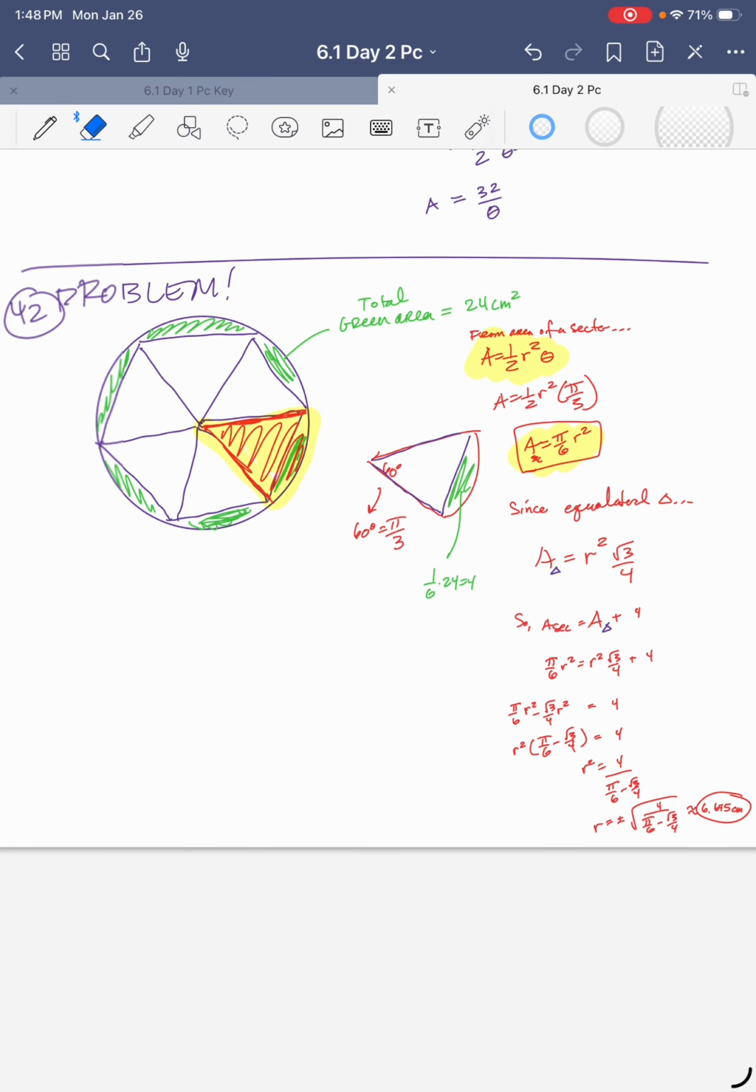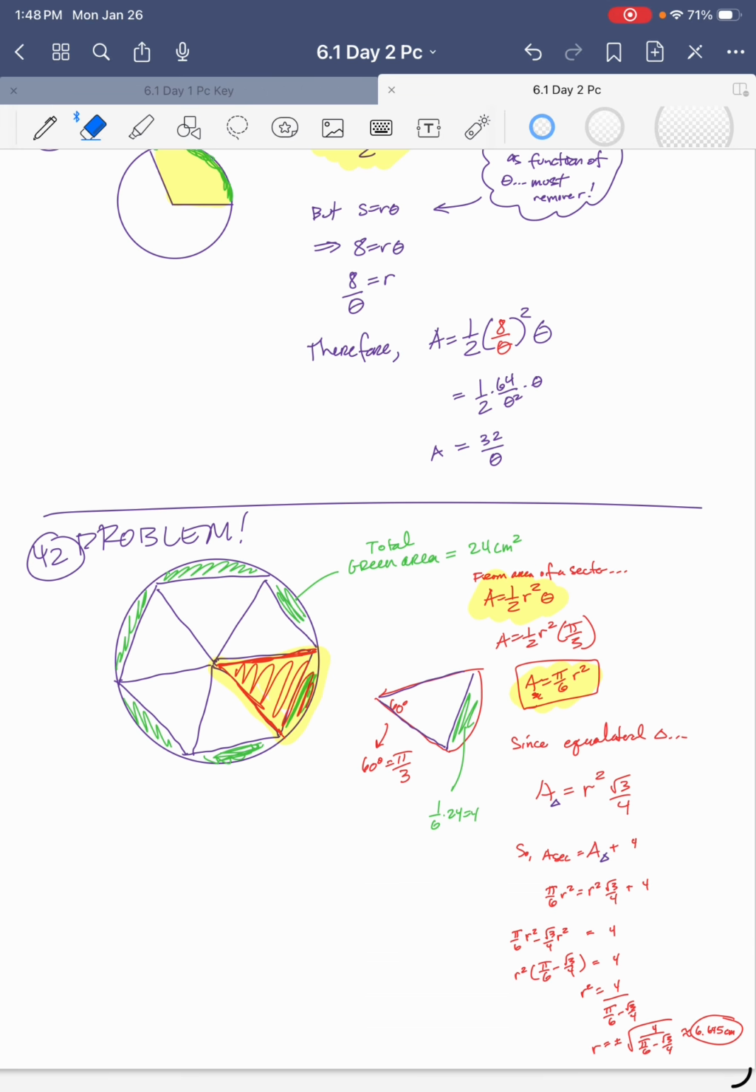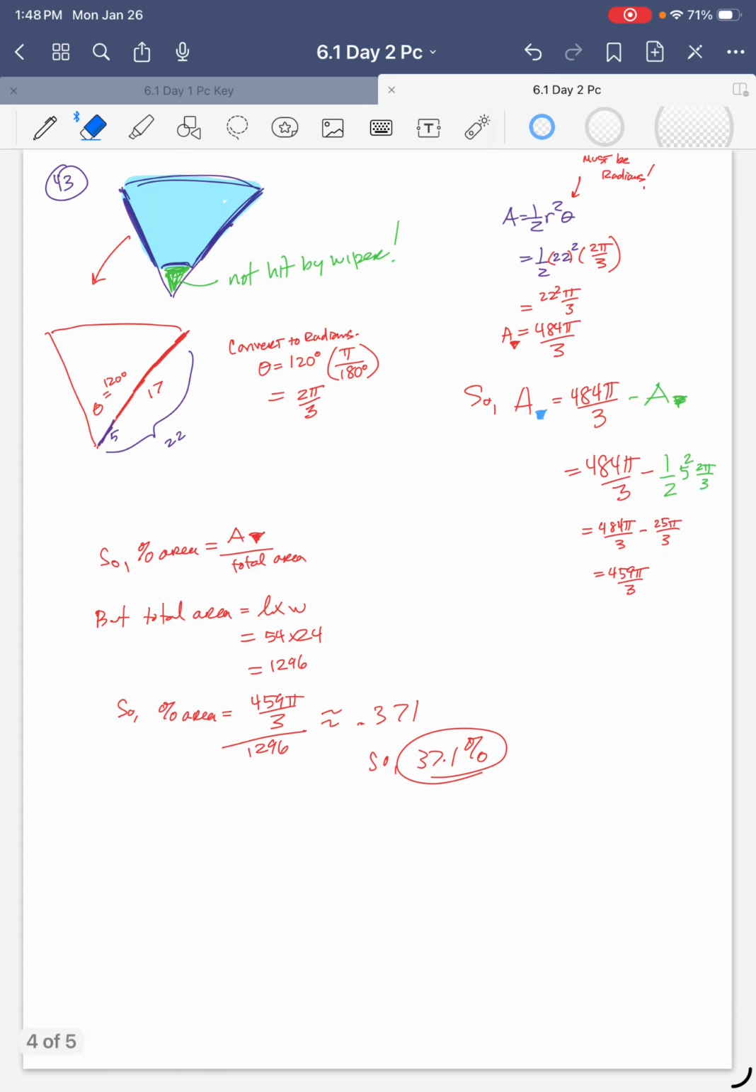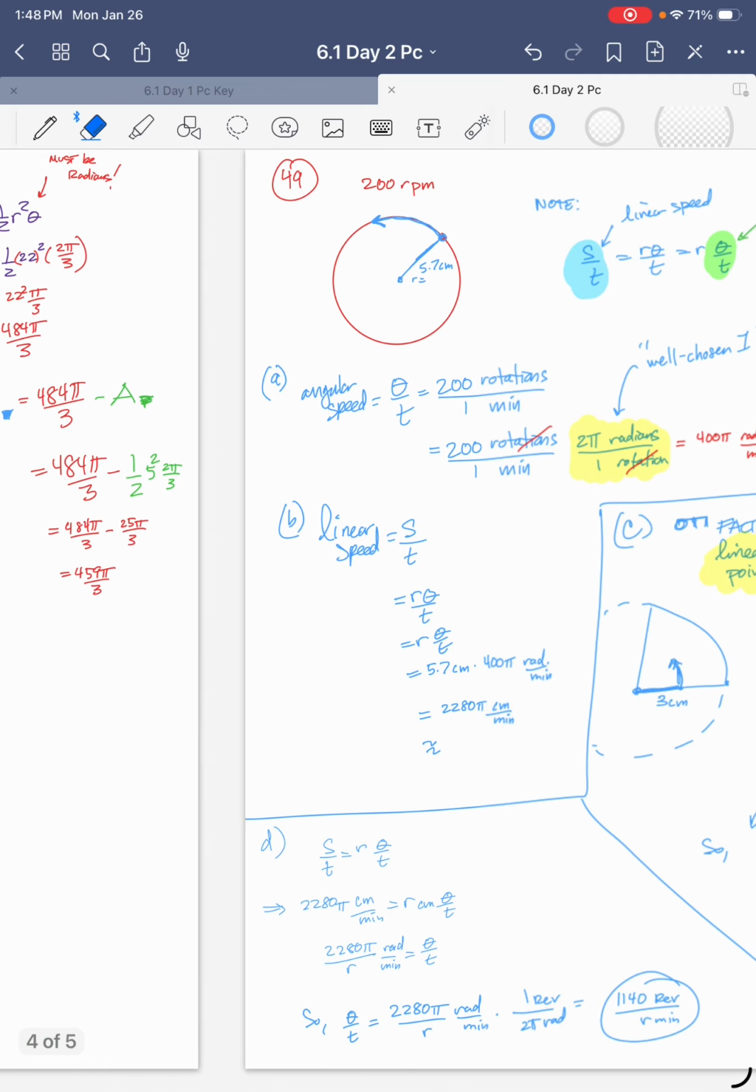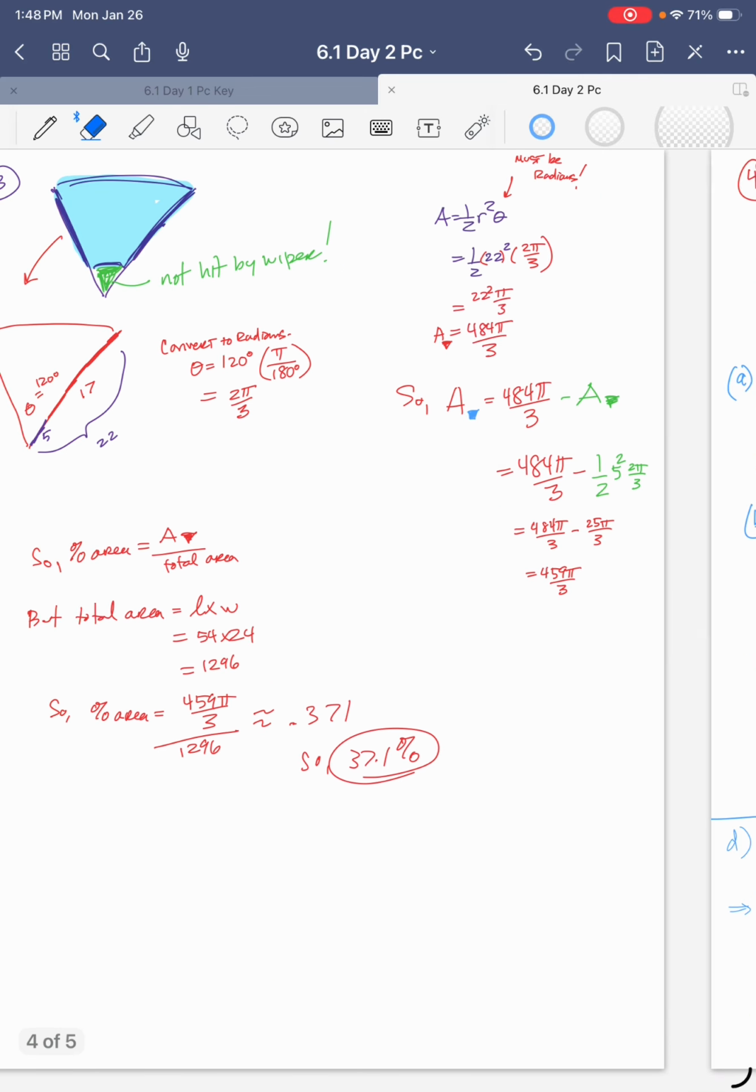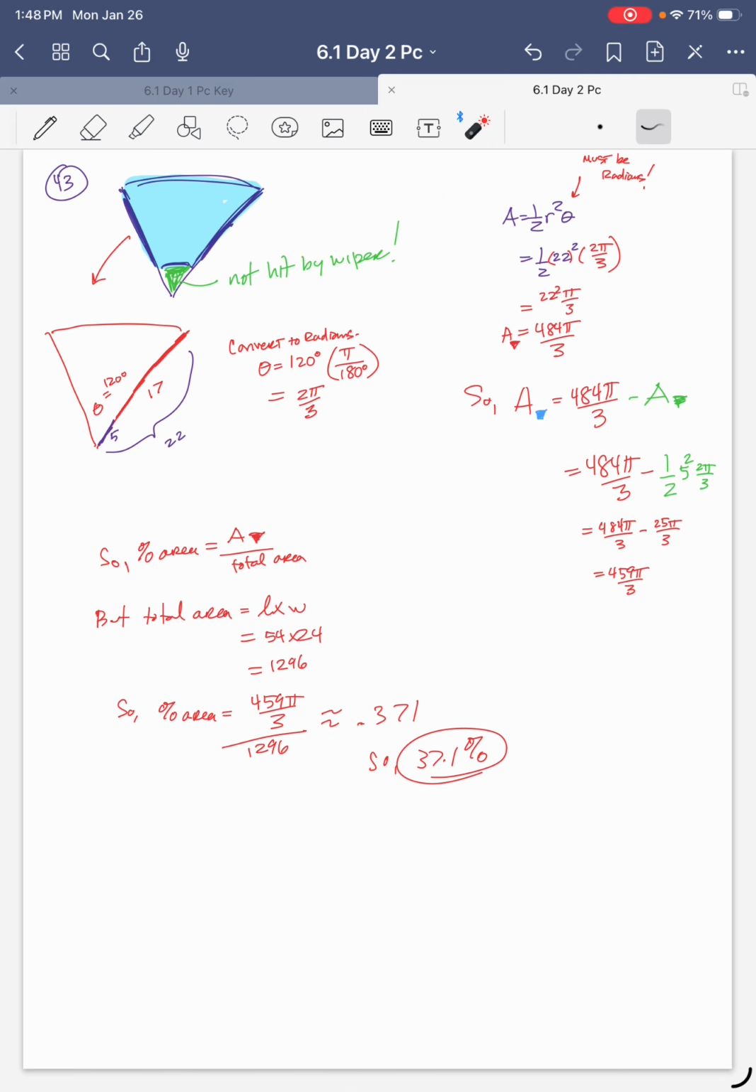Okay. Again, this is a problem, not an exercise. I would not expect to see something like that on a high-stakes test, but it's important that we really push ourselves to go back, look through that problem, and see if you can understand it. Okay. That's 42. Now 43 and 49 are ones that could be testable.